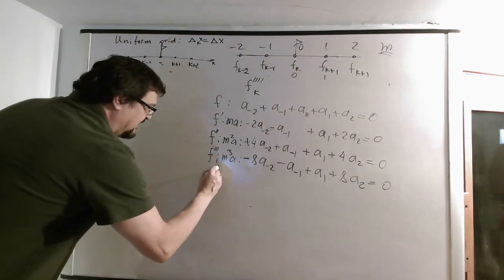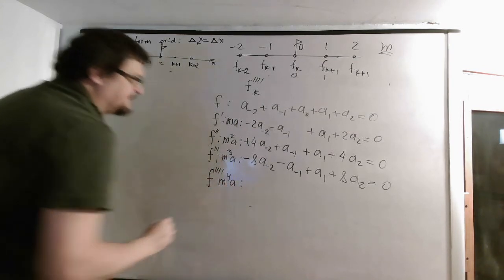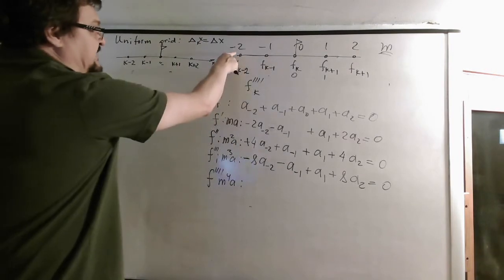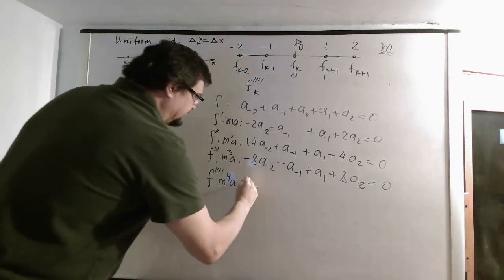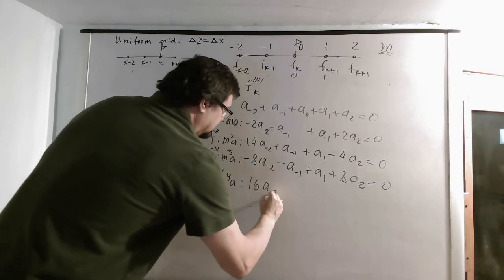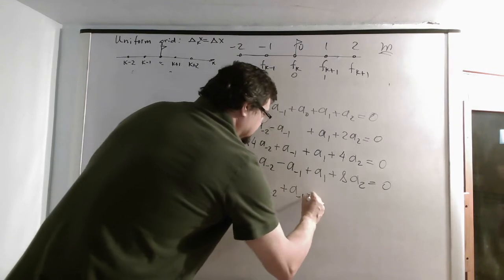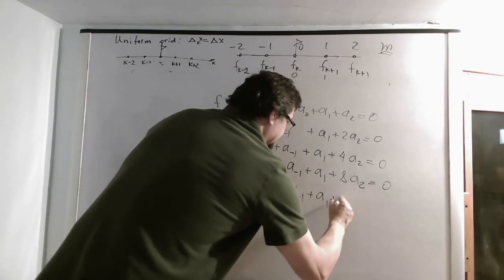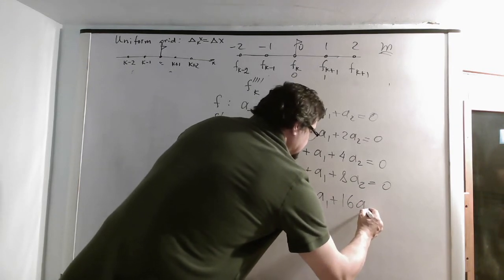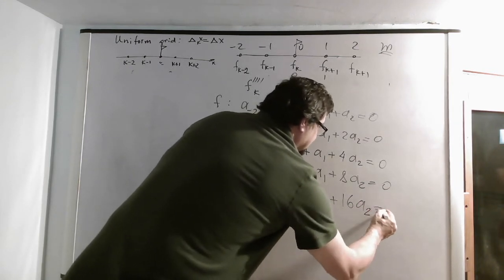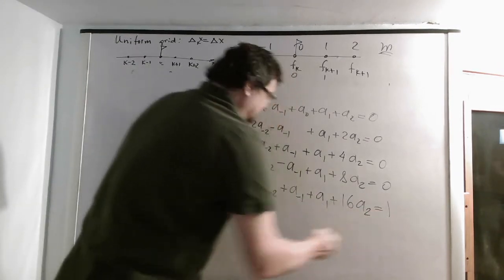And finally, our fourth derivative is m to the fourth times a. We'll have minus 2 to the power of 4, that's 16, with plus, plus still 1 a minus 1, plus a1, plus 16a2, and this equals 1, because we want this derivative.